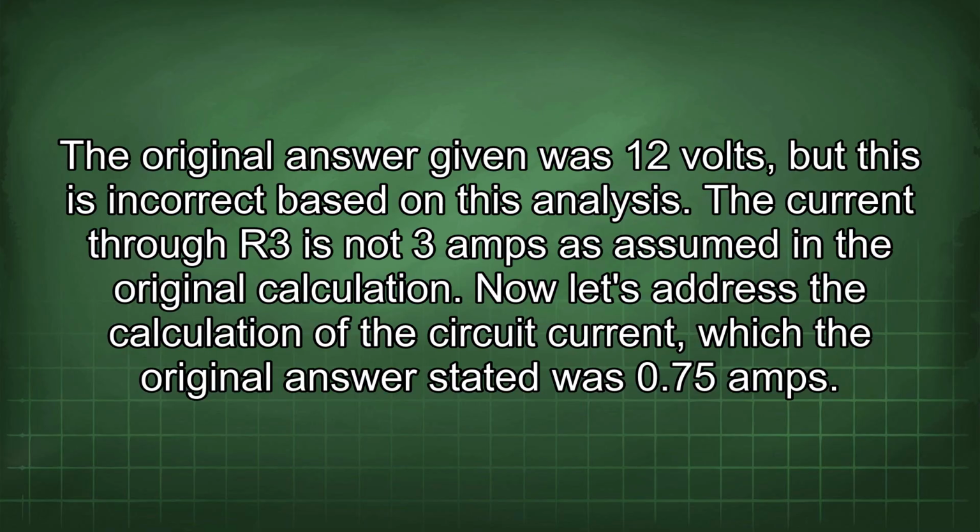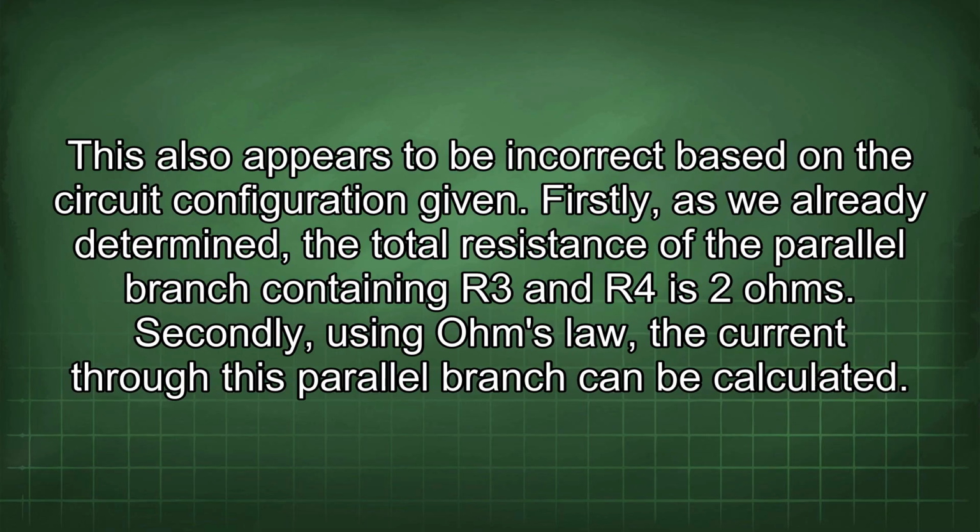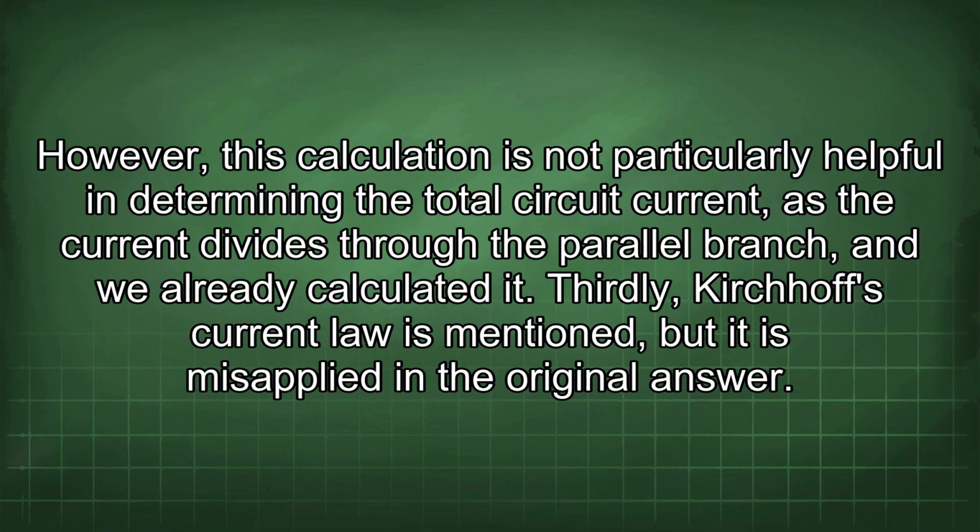Now let's address the calculation of the circuit current, which the original answer stated was 0.75 amps. This also appears to be incorrect based on the circuit configuration given. Firstly, as we already determined, the total resistance of the parallel branch containing R3 and R4 is 2 ohms. Secondly, using Ohm's law, the current through this parallel branch can be calculated. However, this calculation is not particularly helpful in determining the total circuit current, as the current divides through the parallel branch and we already calculated it.